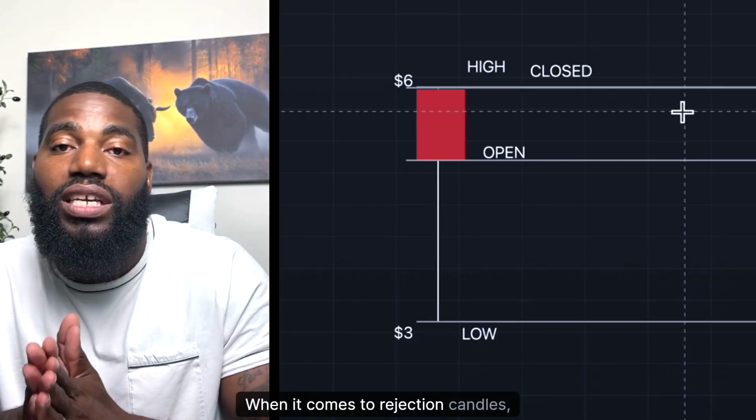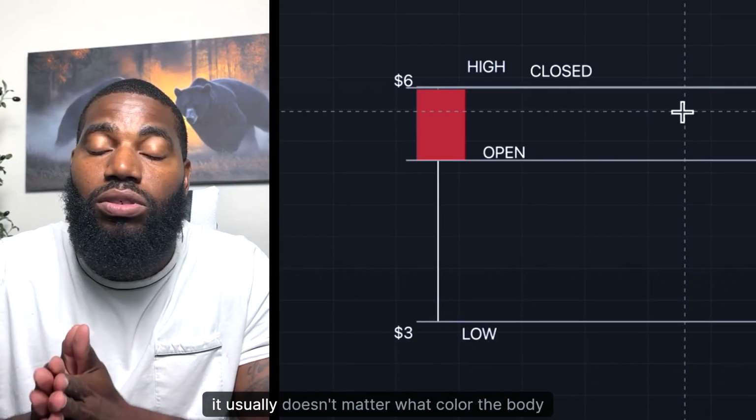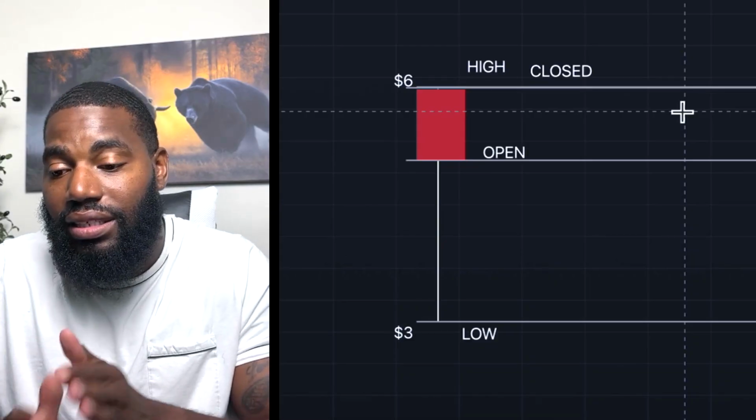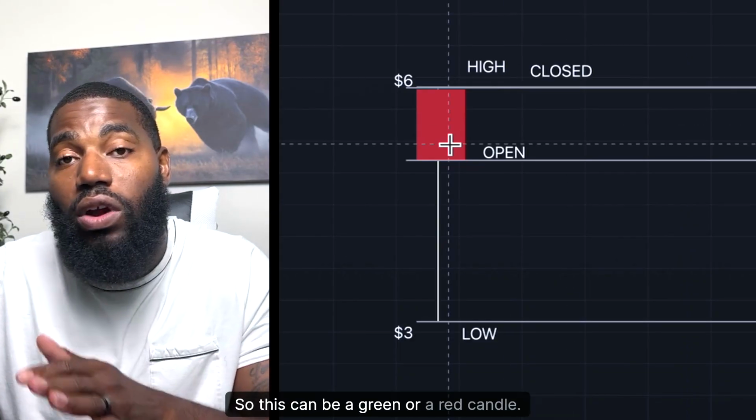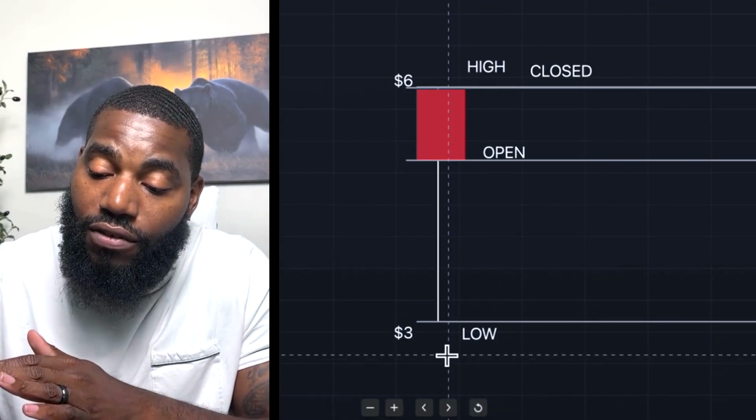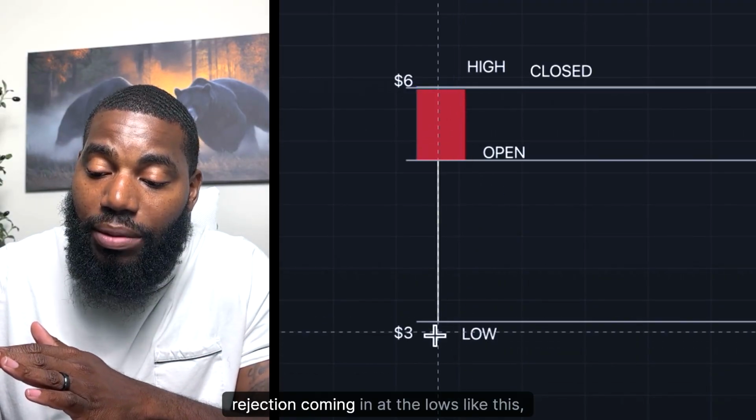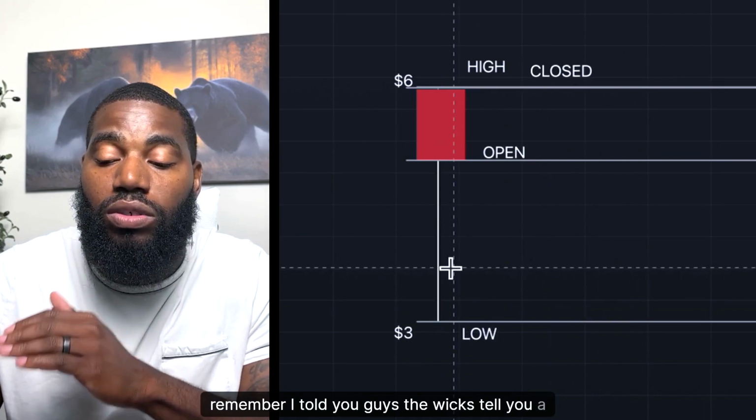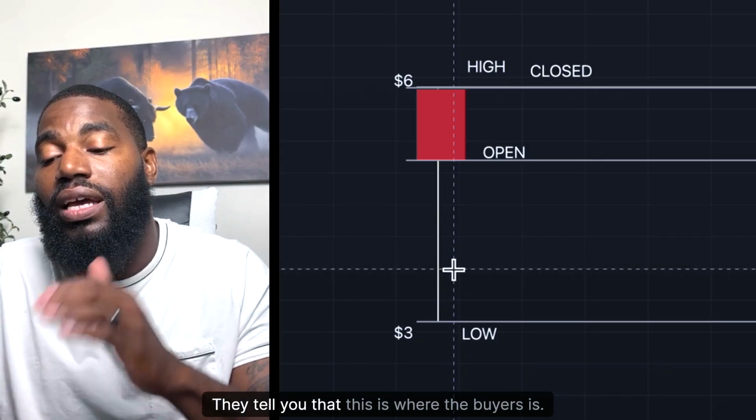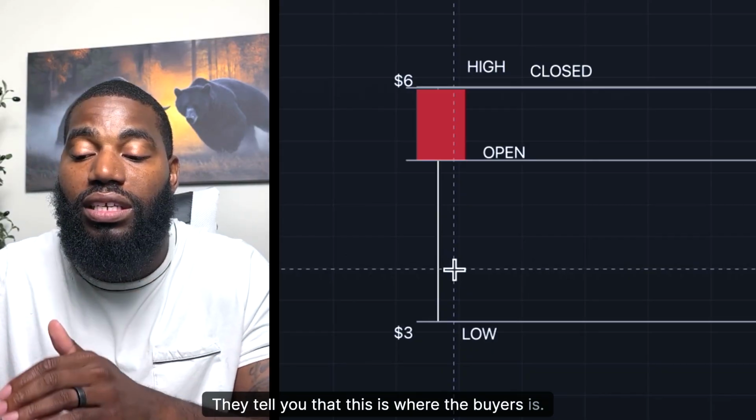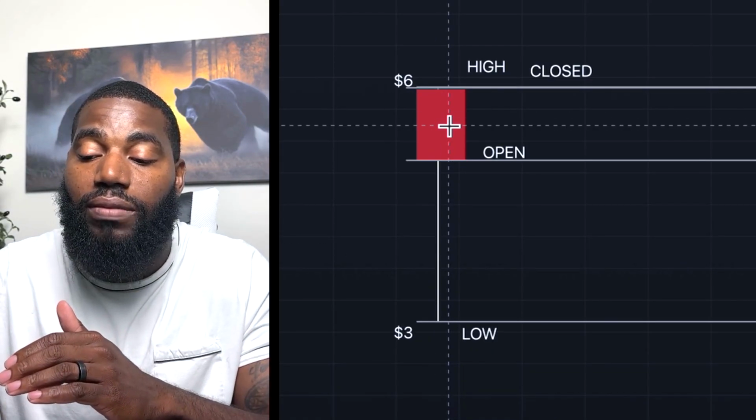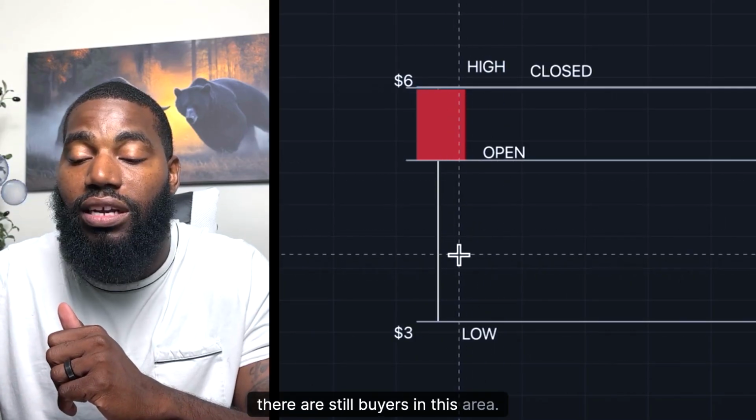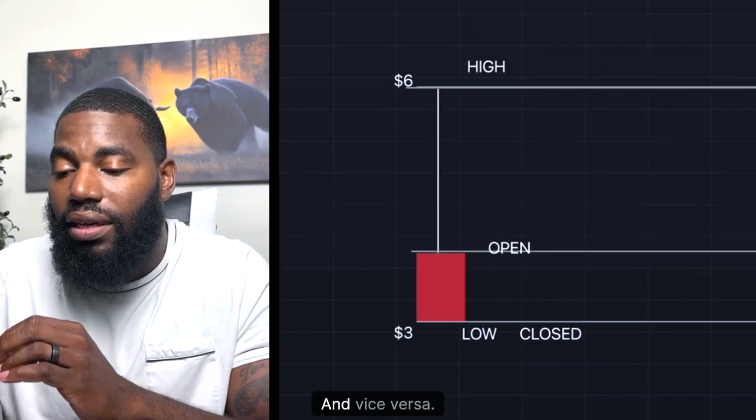When it comes to rejection candles, it usually doesn't matter what color the body is. So this can be a green or a red candle. If you have rejection coming in at the lows like this, remember I told you guys the wicks tell you a story. They tell you that this is where the buyers are. So if this candle is red, but it has this long wick here, there are still buyers in this area. Be careful.